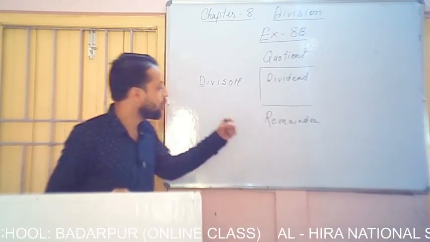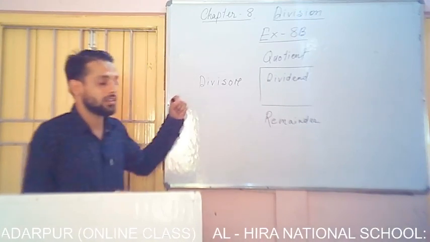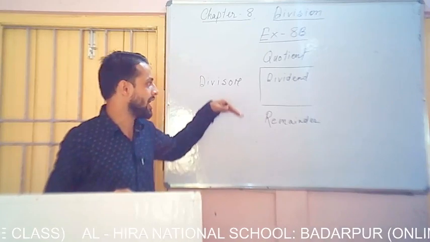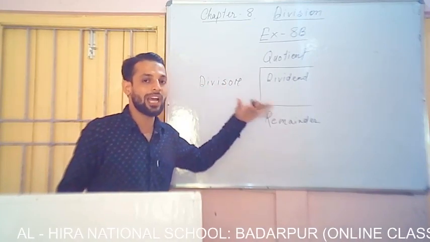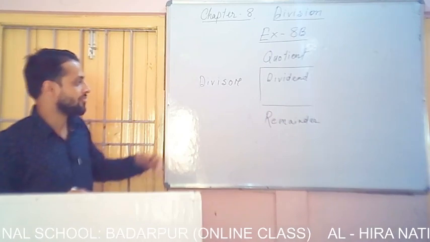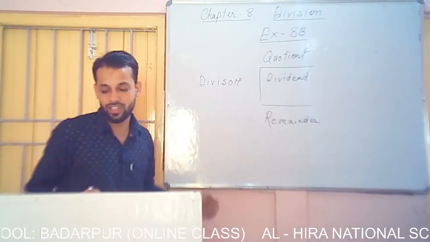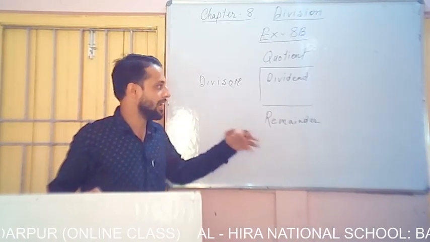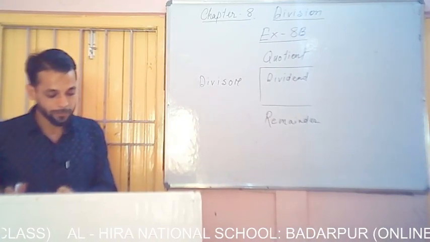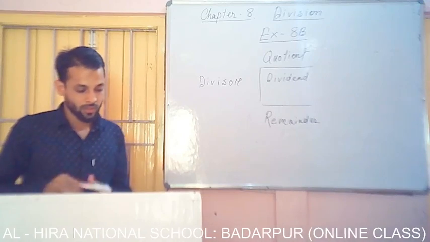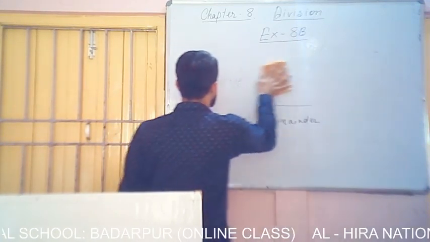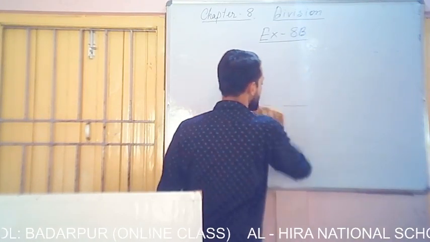So as we know, division means repeated subtraction. That is why while dividing, we have to subtract also. So after subtracting, the number which is left or which remains is called the remainder. Okay, let's start the exercise.